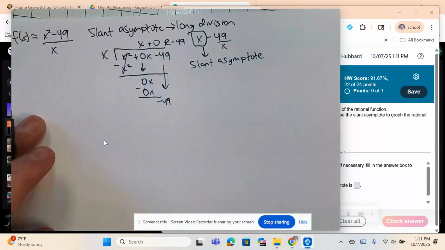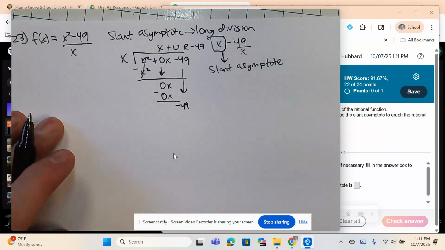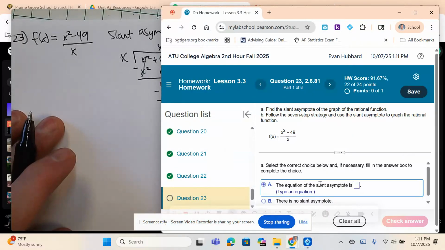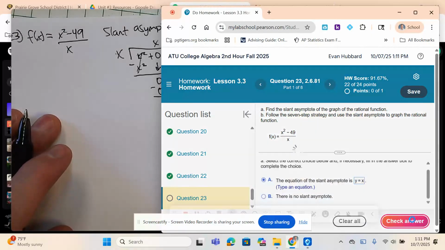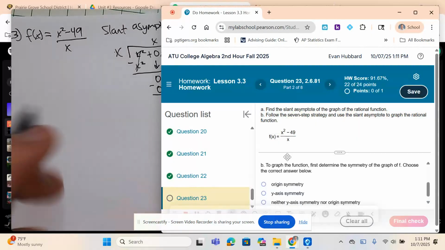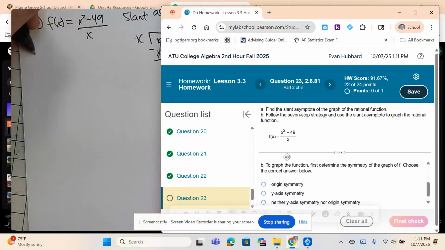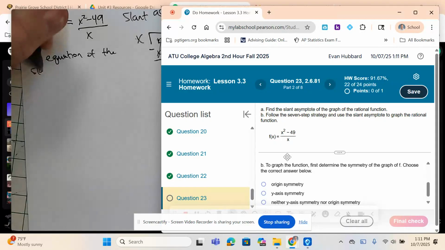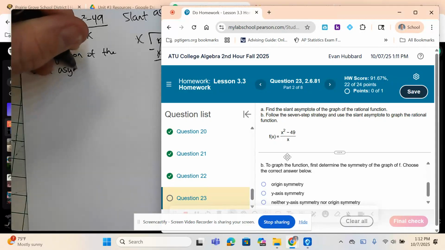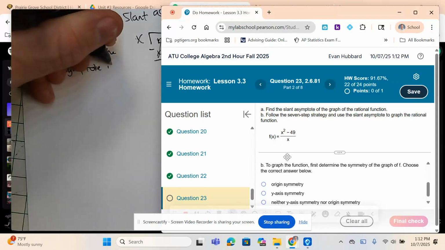I'm guessing that's going to be the same for everybody. Y equals x. My bad. So the equation of the slant asymptote is y equals x.